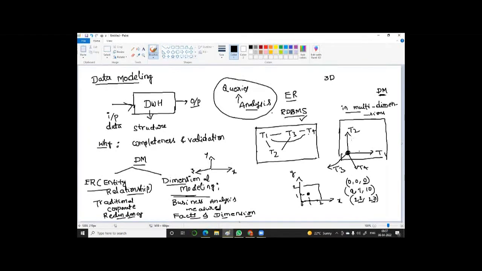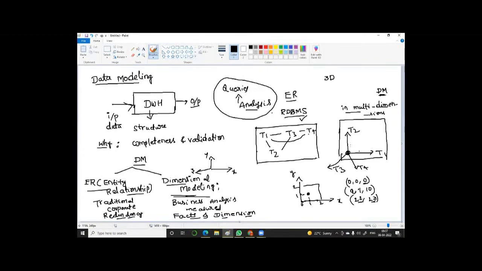In the ER model also the tables are linked. In the DM model also the tables are linked. But the way we are linking, that is important. Here in the DM model, mathematically we can access all the tables easily. But in RDBMS, we have some logic, and whenever the query comes, I cannot give the answer immediately.